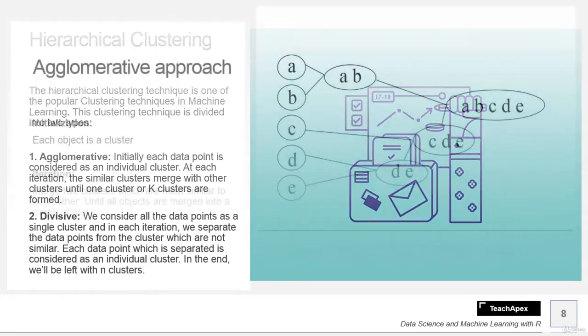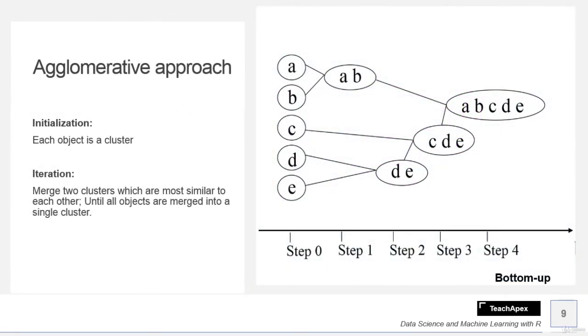Next we have the agglomerative approach. Initialization: each object is a cluster, as you can see in this image, each object is defined as a cluster. The iteration: it merges the two clusters which are most similar to each other until all objects are merged into a single cluster, as you can see here, merged in a single cluster and most similar to each other.